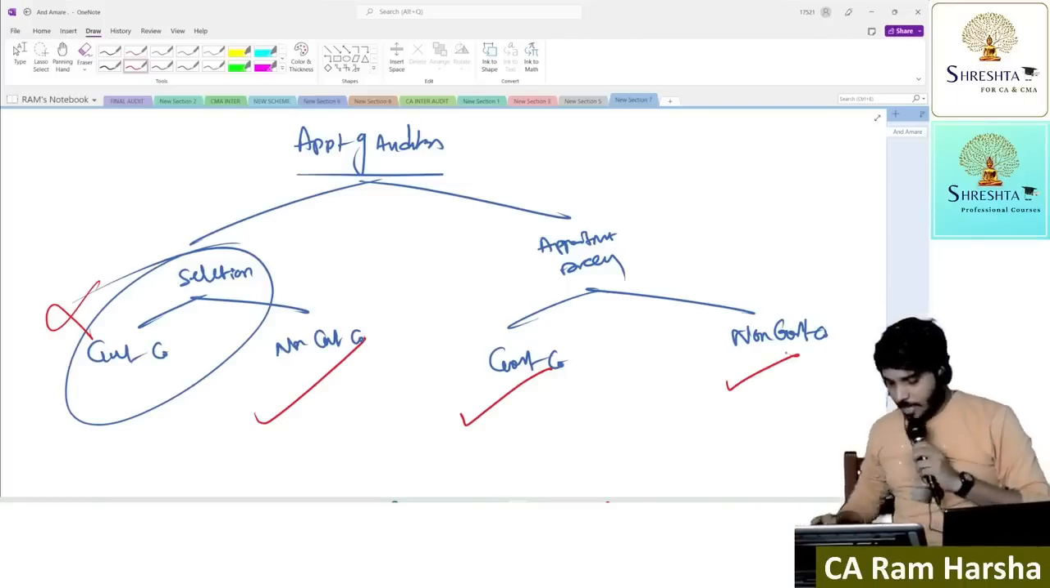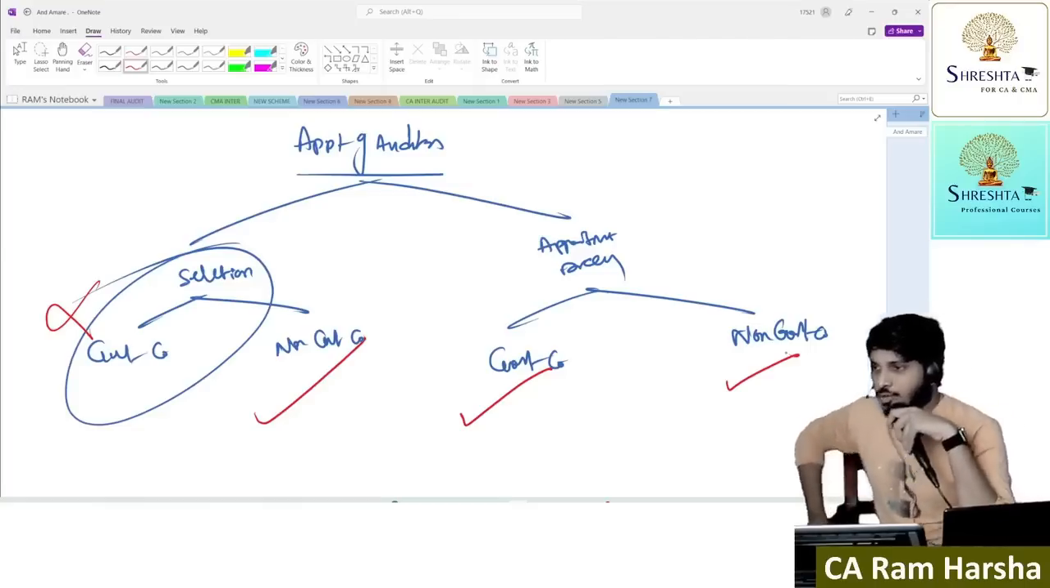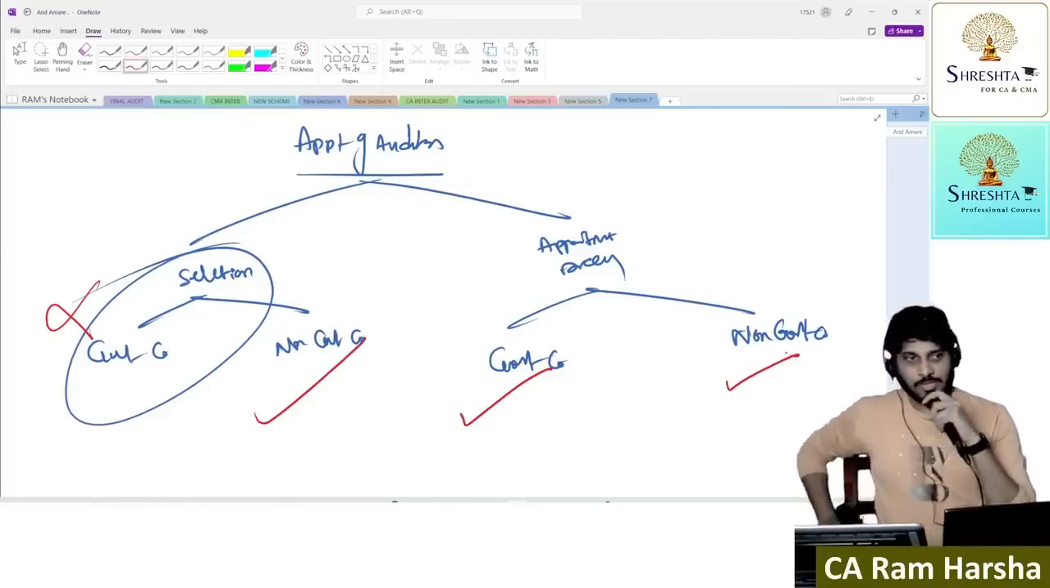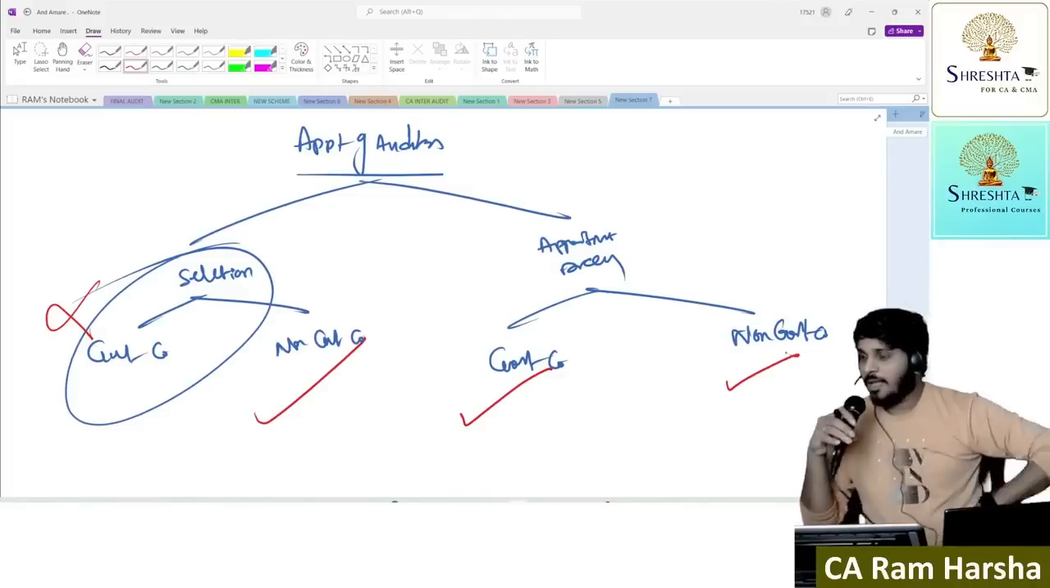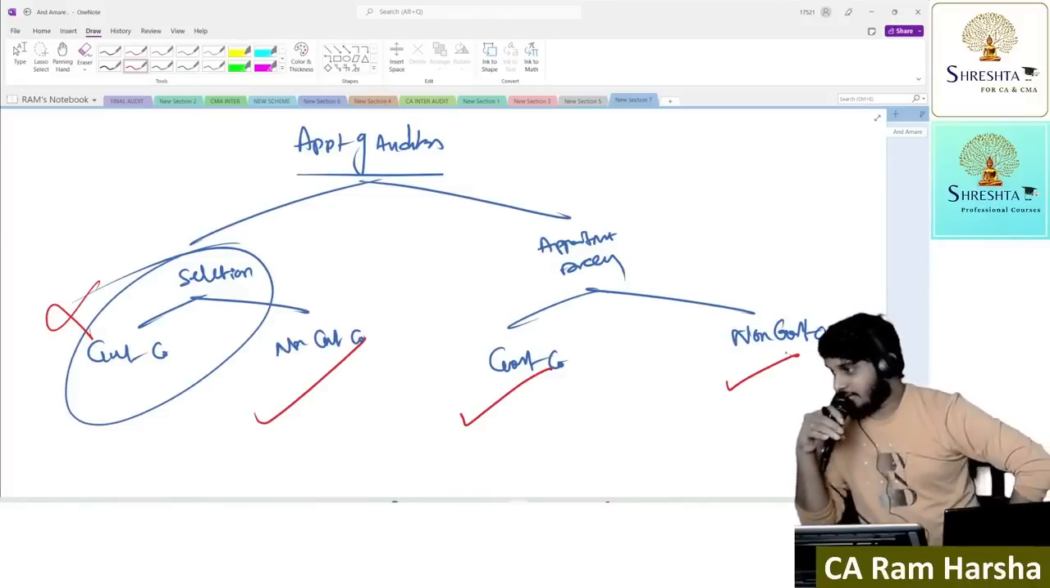Now, next, in this, how many of you have cleared group 1 already? Oh, there are many. Fine. It's okay. Now, what is public sector and private sector?